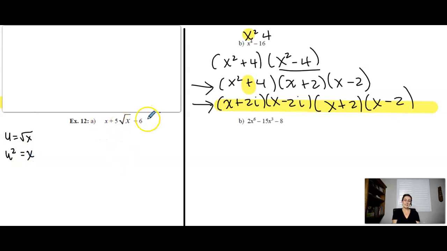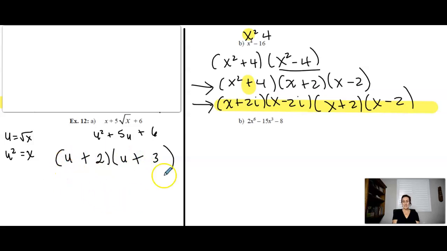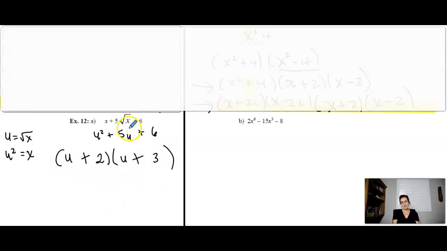So we're going to replace these with u. In place of x, we're going to put in u squared. And in place of root x, we're going to put in u plus 6. Now you have a really simple problem to factor. I'm just going to do guess and check. u times u is u squared. I need to multiply to get 6. So I could do 6 times 1, or I could guess 2 times 3. I'm going to guess 2 times 3 because when I check the outsides and insides, 3u and 2u is 5u. And then 2 times 3 is 6.